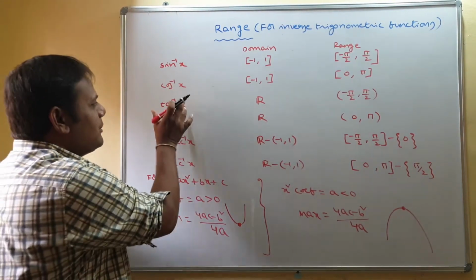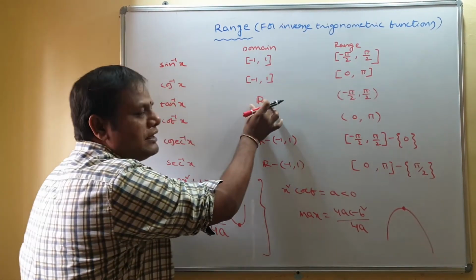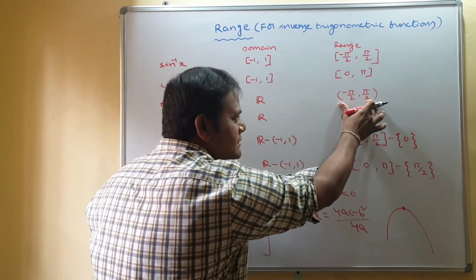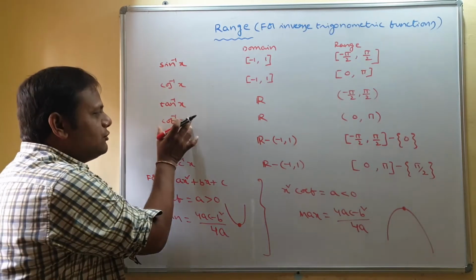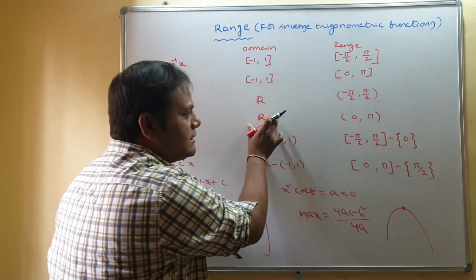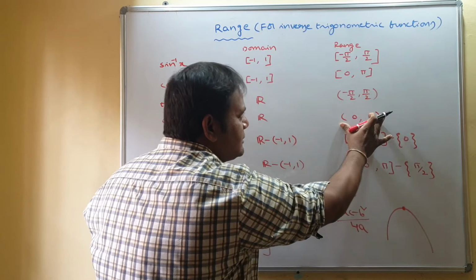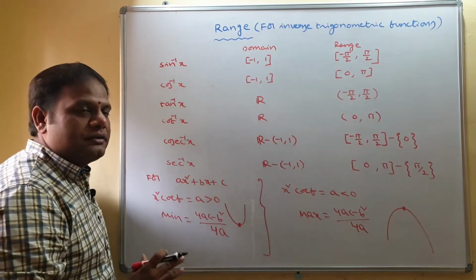Is it? Coming to tan inverse x, domain is real number set and range is open interval minus pi by 2 comma pi by 2. Coming to cot inverse x, domain is real number set and range is open interval 0 comma pi.